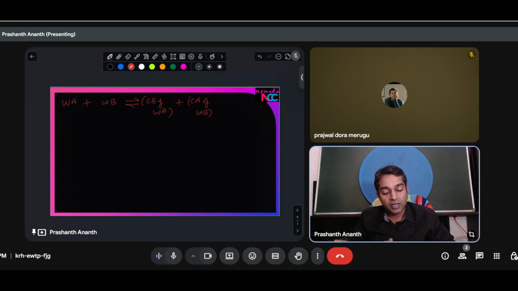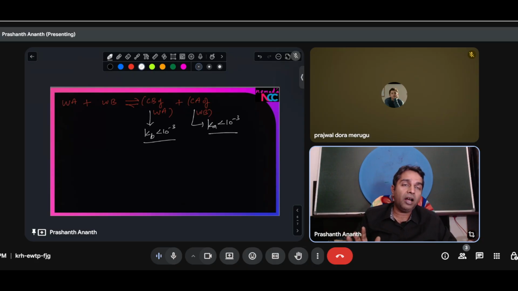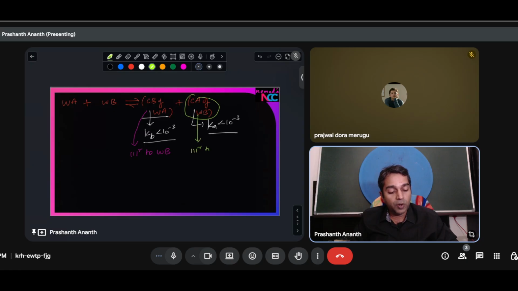Usually what happens, this fellow's Kb value will be less than 10 power minus 3, and this fellow's Ka value will be less than 10 power minus 3, which means both of these technically are perfectly acceptable as a weak base substitute or as a weak acid substitute, meaning this conjugate base of the weak acid is similar to a weak base, whereas the conjugate acid of the weak base, this fellow, is going to be similar to a weak acid.